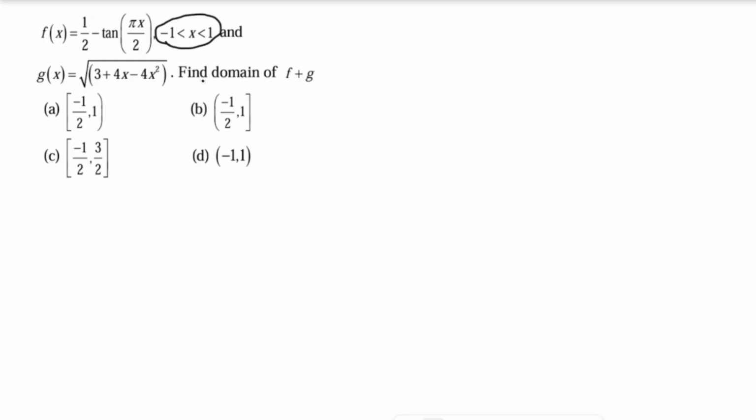If you observe g of x, the function 3 plus 4x minus 4x square is under root. To get a standard value, it has to be greater than 0. So let us take 3 plus 4x minus 4x square greater than 0. I hope you understood this. Since it is under root, it has to be a positive value, so I have taken greater than or equal to 0. Let us solve this further.